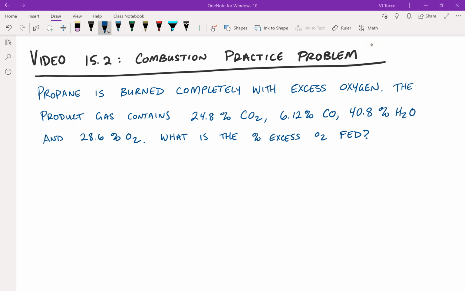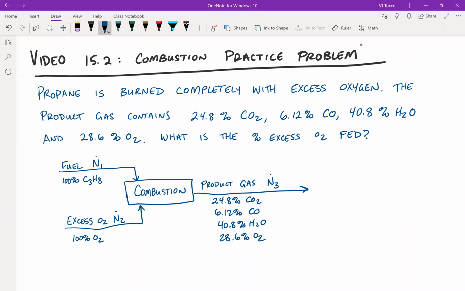Once again, start off the same way we always do, with drawing a process flow diagram. So pause the video and draw your own here. Here's my process flow diagram. I wanted to note the following few things.